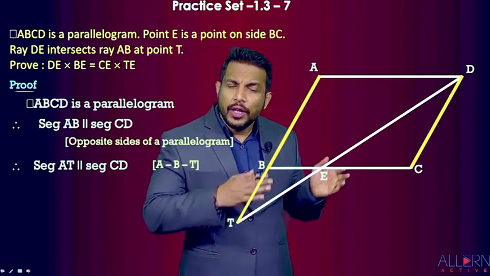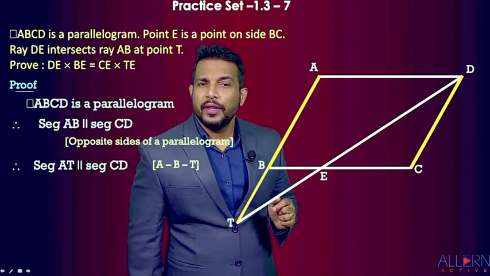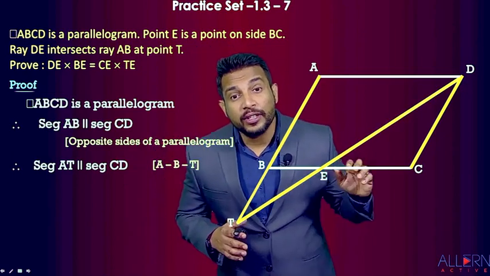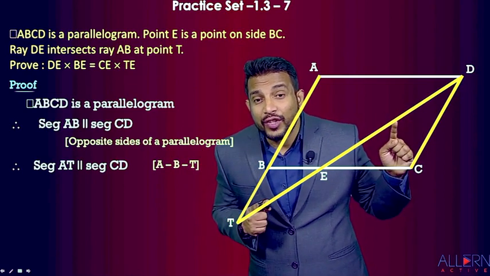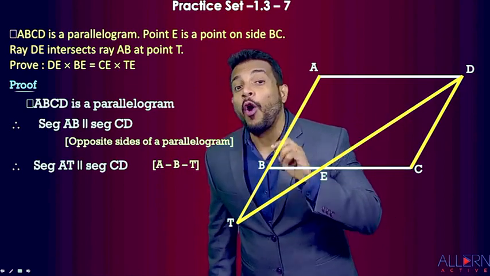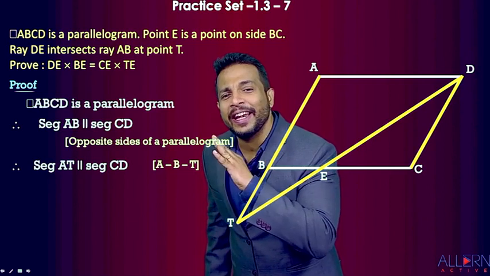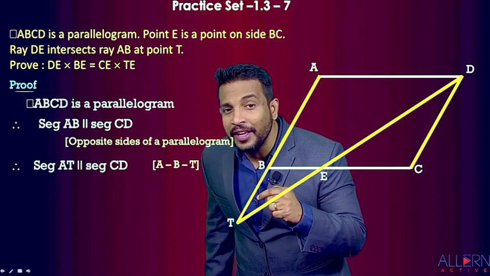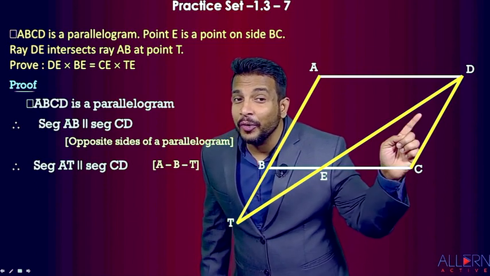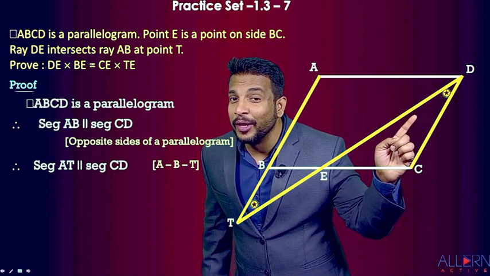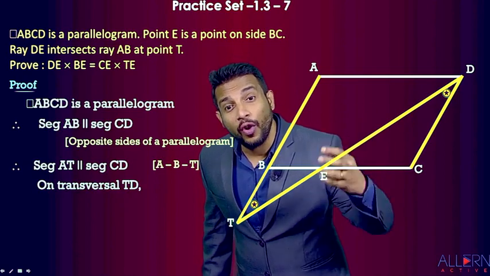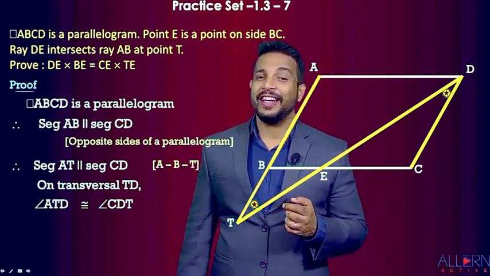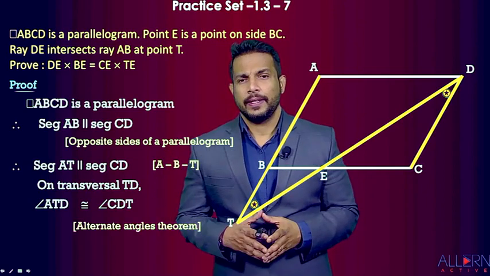Now observe very carefully. For these two lines, we have a transversal. We can consider a transversal DT. If I take this as a transversal, we get a pair of alternate angles. You know what is that pair of alternate angles here? One angle is here, that is angle ATE, and the other one is CDE. We get these two angles to be congruent, and we know the reason, it is the alternate angles theorem. So we write that angle ATD is congruent to angle CDT, and the reason is the alternate angles theorem.